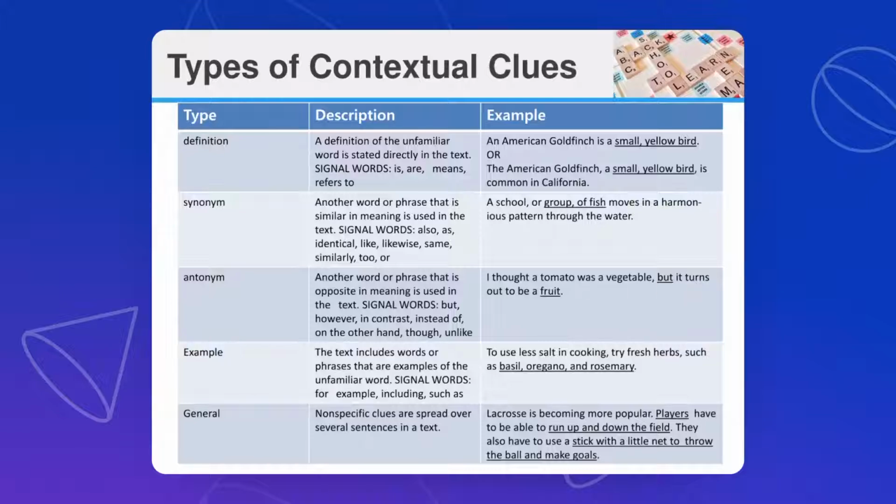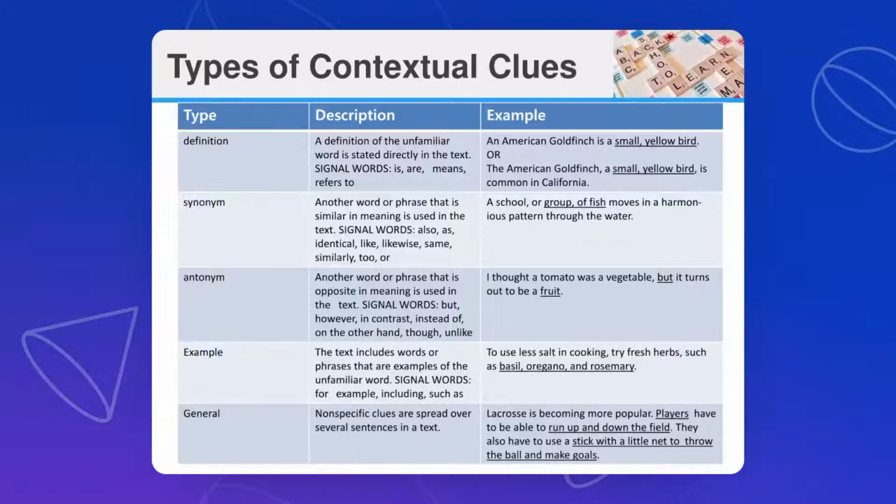For instance, look at the first example. An American goldfinch is a small yellow bird. Okay, we know what American goldfinch is. Or look at the next example of a definition. Here we have a positive. The American goldfinch, a small yellow bird, is common in California.